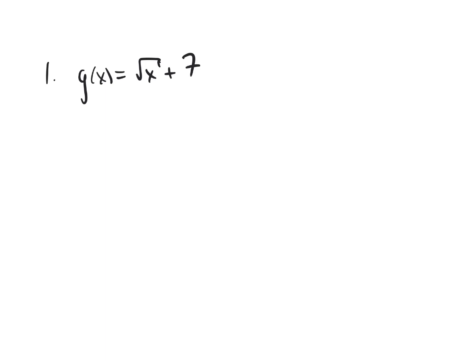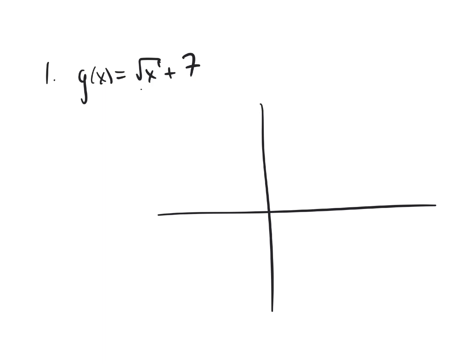Here's number 1. G of x is equal to the square root of x plus 7. Right? We're supposed to draw a decent picture. Now, with square root functions, if there's any plus or minus inside the radical, it's left or right opposite of the sign. Here, there's no plus or minus inside the square root. We do have a plus 7 on the outside, though.